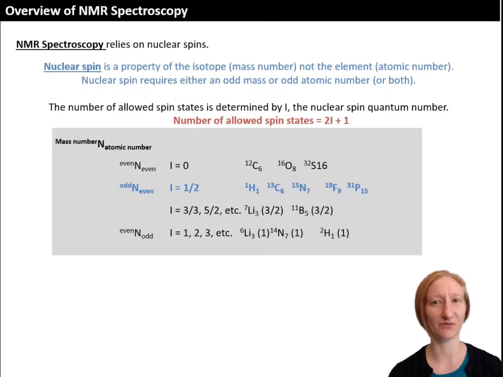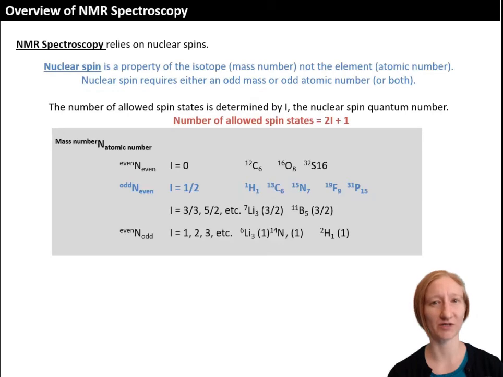We just noted that we need either an odd mass or an odd atomic number. So this first row, with even values for both and a spin quantum number of 0, are not NMR active. They will not show any absorbances if we irradiate with radio waves, because there are no nuclear spins to undergo spin state changes. In contrast to the row I have highlighted in blue, with a spin quantum number of 1/2, these are NMR active nuclei. And they're some of our most common NMR active nuclei, and they include proton, carbon, nitrogen, fluorine, and phosphorus.